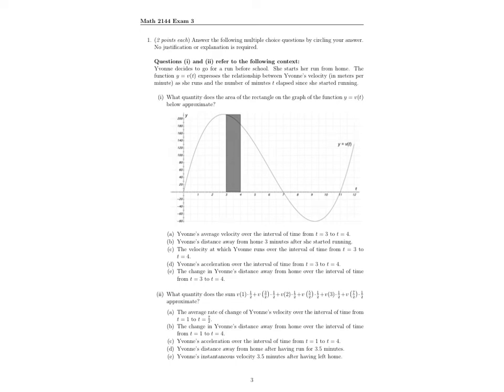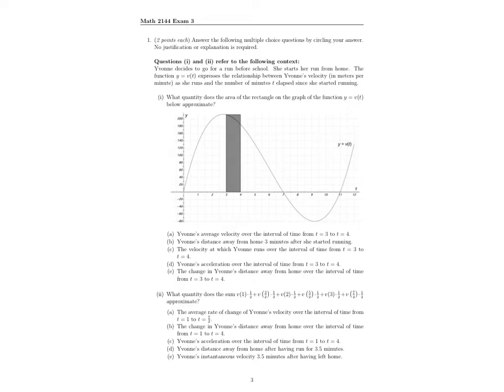So you're given a function here that is a velocity function. So you have Yvonne is running and her velocity is given by v of t. And so then the first question is, what quantity does the area of the rectangle in the graph approximate?